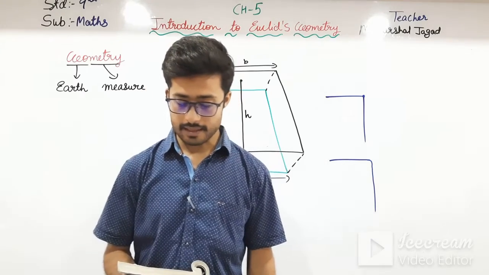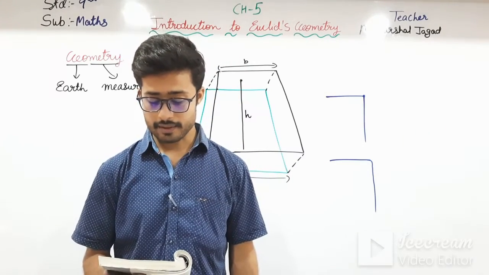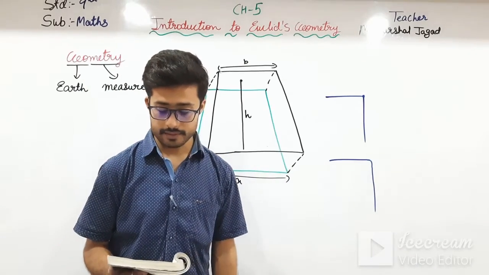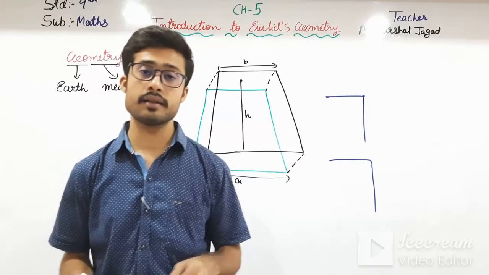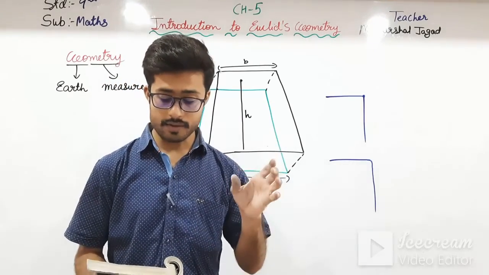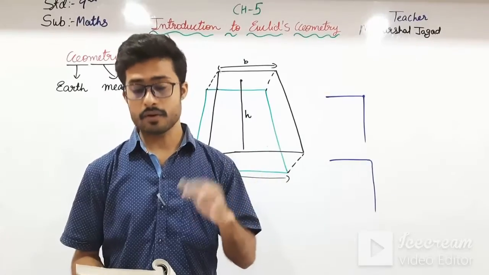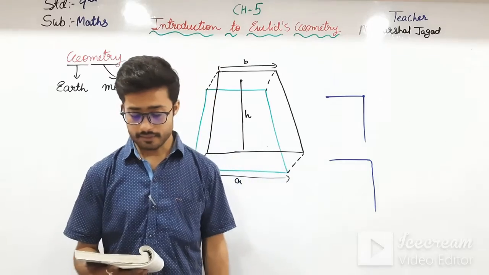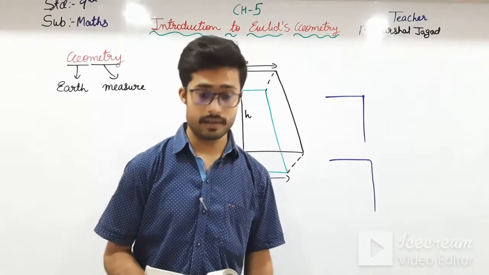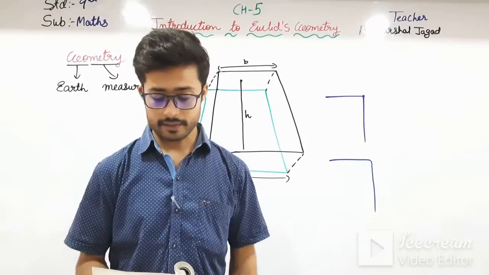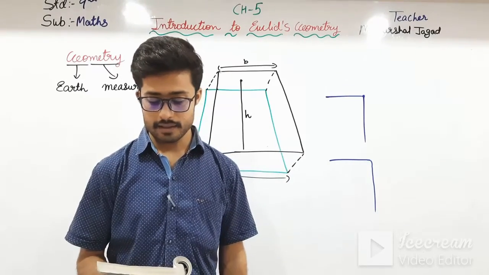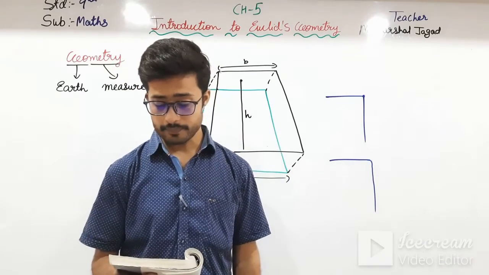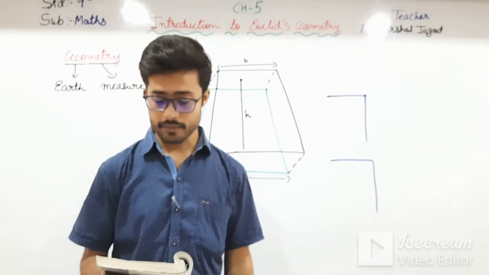Some of Euclid's axioms, not in his order, are given below. Things which are equal to the same thing are equal to one another. See here, things which are equal to the same thing are equal to one another. If equals are added to equals, the wholes are equal. If equals are subtracted from equals, the remainders are equal. Things which coincide with one another are equal to one another.